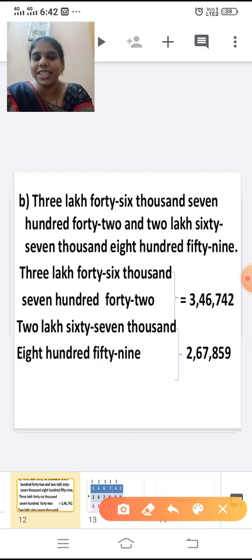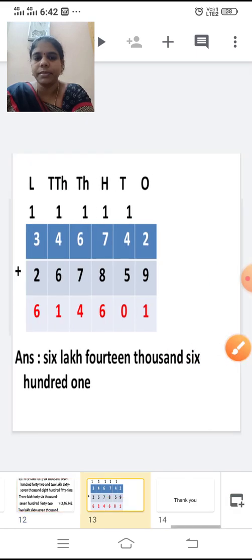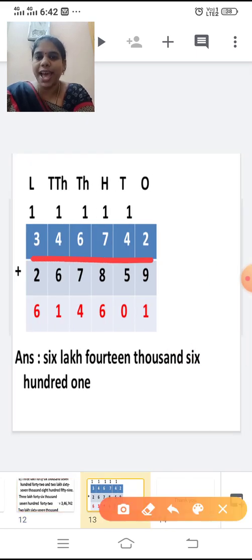Now we are going to add these two numbers. Shall we add these two numbers? Write 3 lakh 46,742 and 2 lakh 67,859 in the exact places. So 2 in the ones place, 4 in the tens place, 7 in the hundreds place, 6 in the thousands place, 4 in the 10,000 place and 3 in the lakhs place.